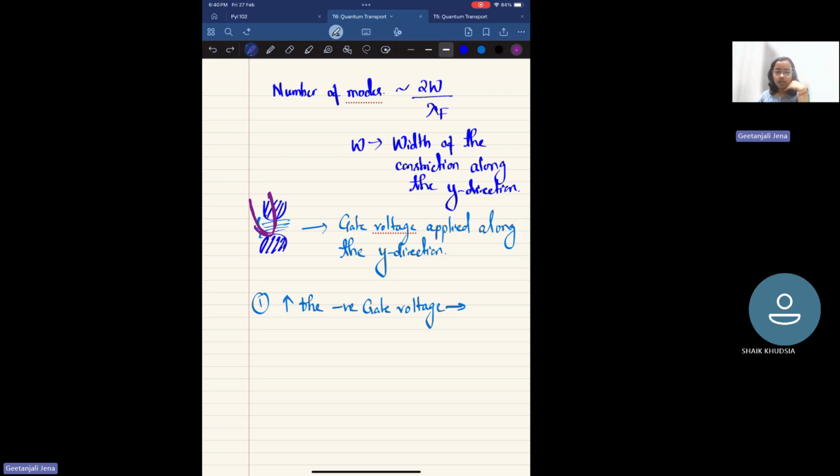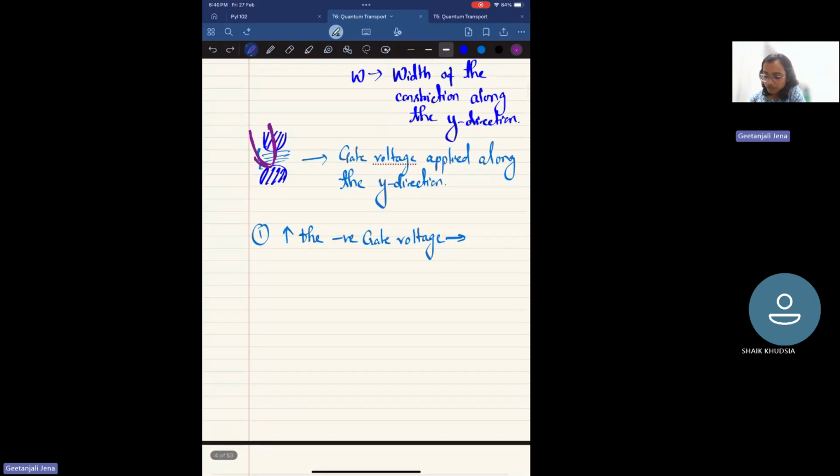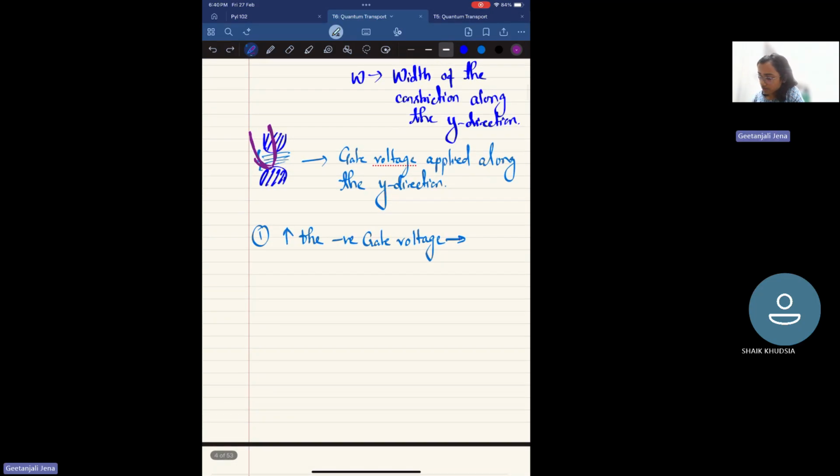So this is one of the observations: there will be a step-like variation when we increase the negative gate voltage. So the effect is a step-like variation of conductance or resistance.